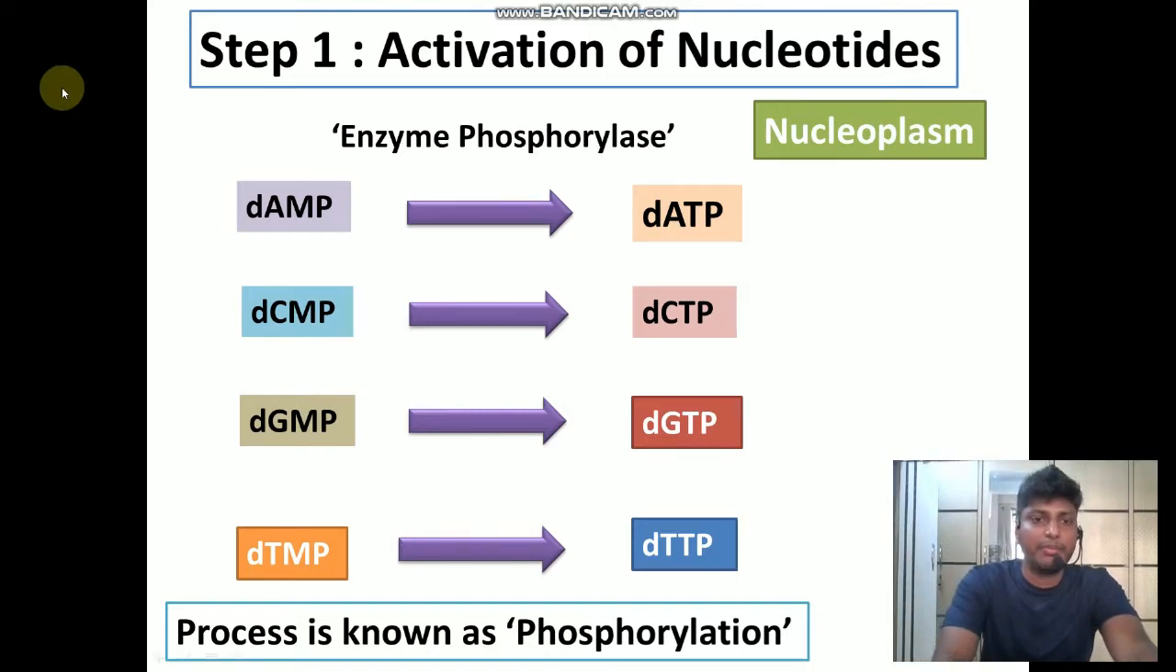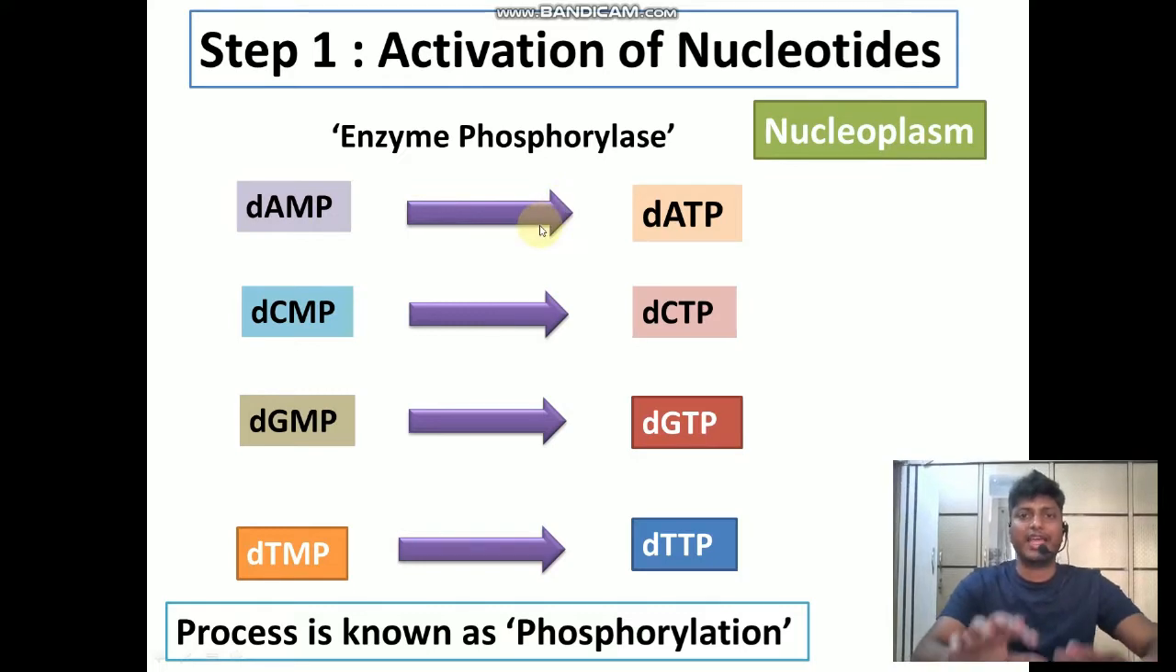For example, dAMP, when it combines with ATP, forms dATP. When dCMP combines with ATP, it forms dCTP. dGMP combines with ATP to form dGTP, and dTMP combines with ATP to form dTTP, wherein dATP is deoxyadenosine triphosphate, right? dCTP will be deoxycytidine triphosphate, dGTP will be deoxyguanosine triphosphate, and dTTP will be deoxythymidine triphosphate.